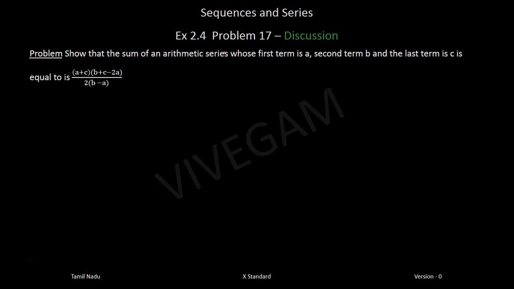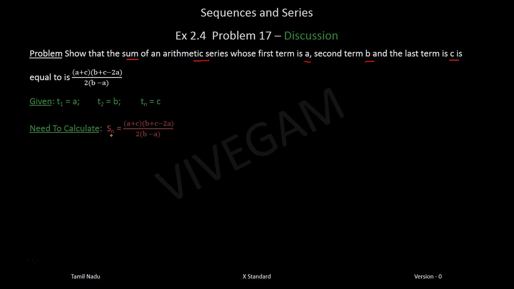So first we have to see that this is an arithmetic series and the first term is given. The second term is given, which means d can be calculated. So d is t2 minus t1, that is b minus a. The last term is given. We are asked to show that Sn, the sum, is equal to this. So first term is t1 equal to a, t2 equal to b, and the last term l equal to c. We are asked to show Sn equal to (a + c)(b + c - 2a) divided by 2(b - a).